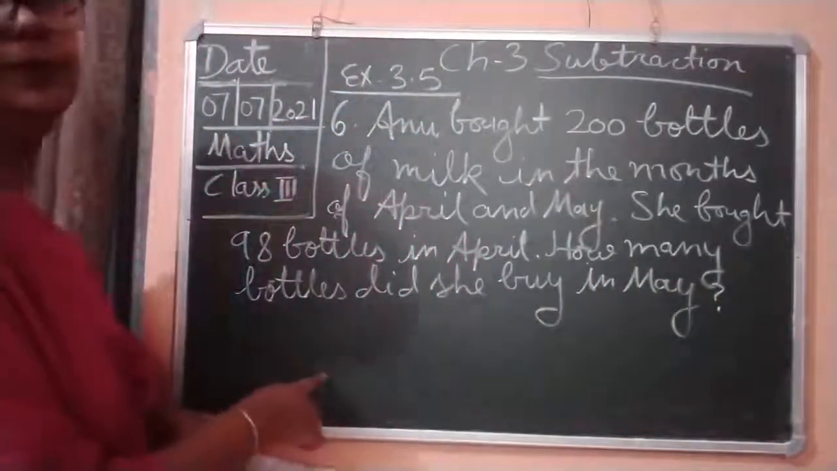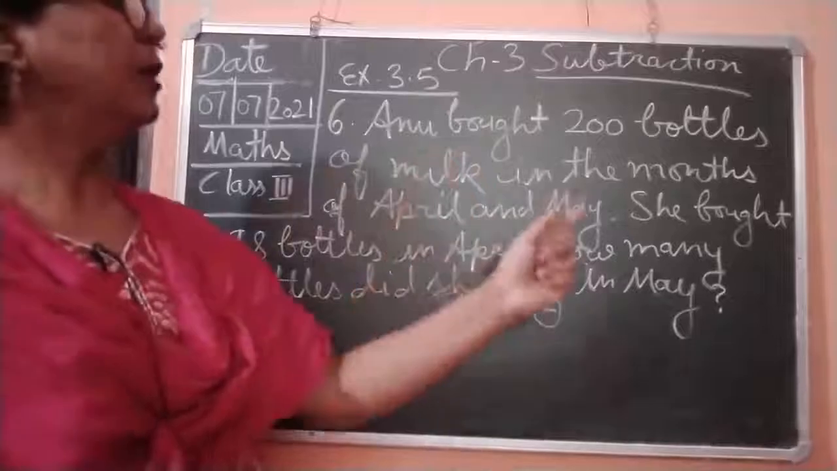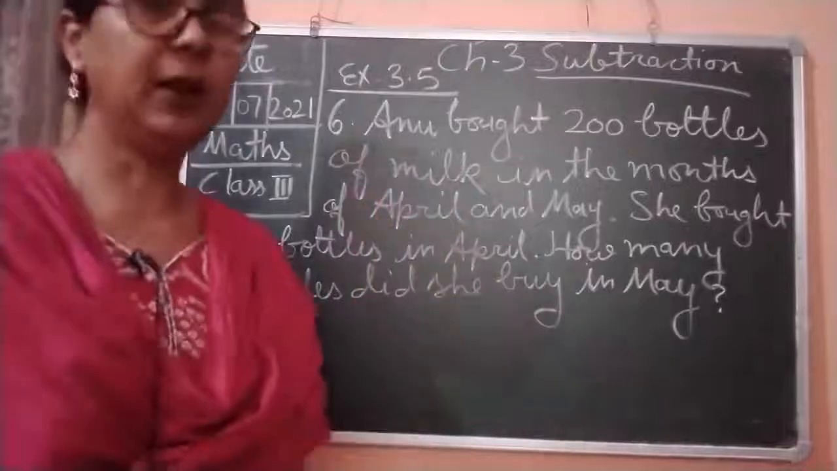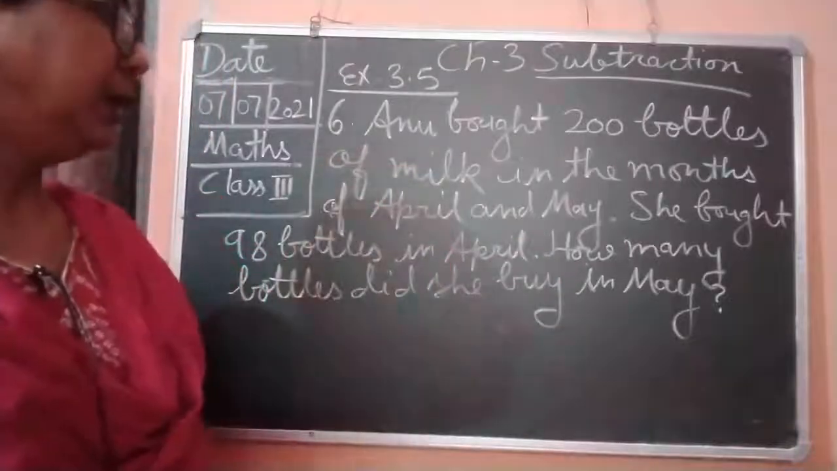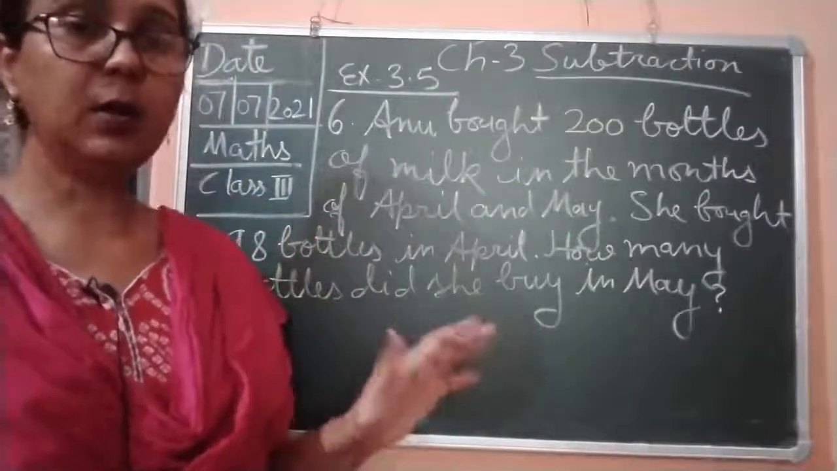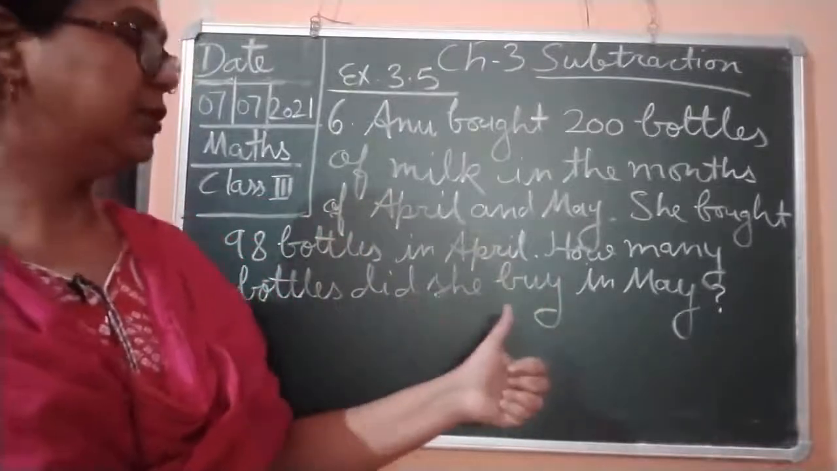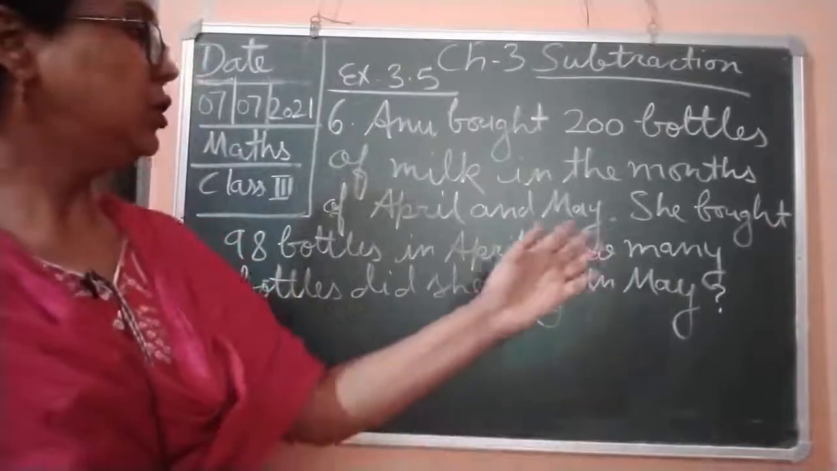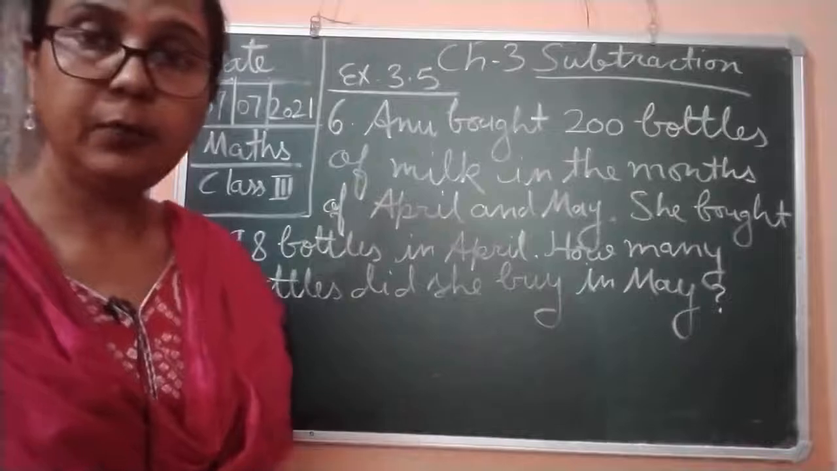First of all, we should understand what the question is asking. Anu bought 200 bottles of milk in the months of April and May. April and May both together, she bought 200 bottles of milk. She bought 98 bottles in April. So the question is, how many bottles did she buy in May? In April she already bought 98 bottles.